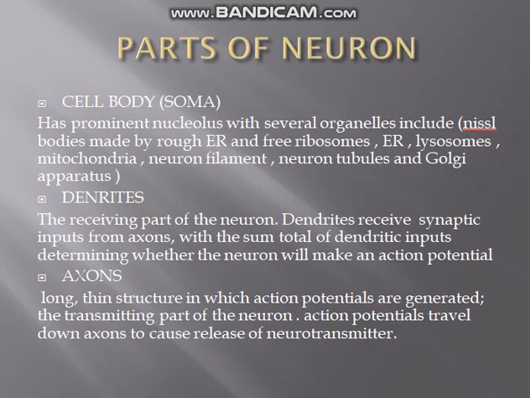Dendrites. The receiving part of the neuron. Dendrites receive synaptic inputs from axons, with the sum total of dendritic inputs determining whether the neuron will make an action potential. Axons. A long, thin structure in which action potentials are generated, the transmitting part of the neuron. Action potentials travel down axons to cause release of neurotransmitter.